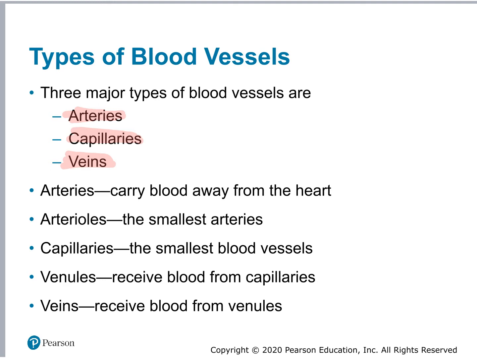And then we have small arteries called arterioles. There's a specific arteriole we'll talk about called a metarteriole. We find that in the capillary bed. And then the blood vessels in between the capillaries and veins are called venules. So venules are small veins.